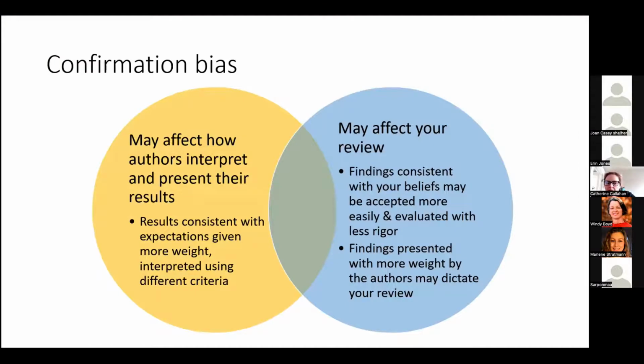Confirmation bias can impact how the authors interpret and present their results. So results consistent with the author's expectations are probably given more weight or interpreted using different criteria. And it may also impact your review based on the existing biases that you have going into reviewing a manuscript, or findings presented with more weight by the authors may dictate how you review the manuscript.